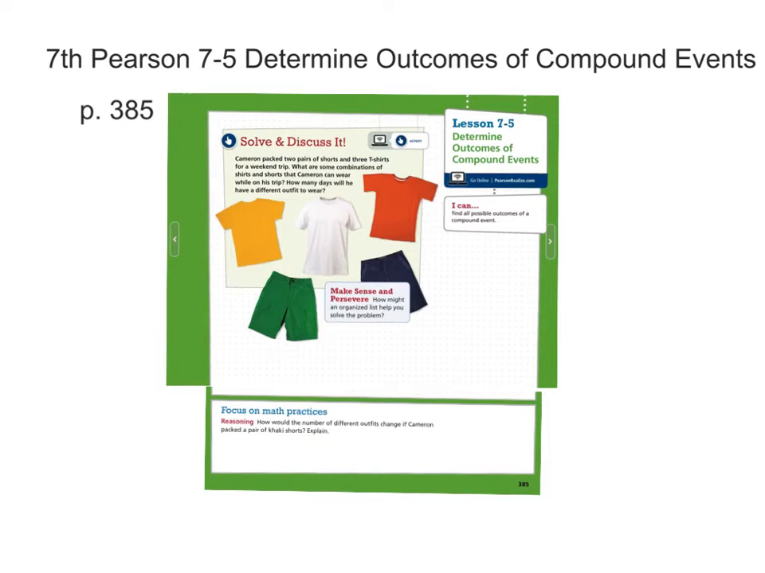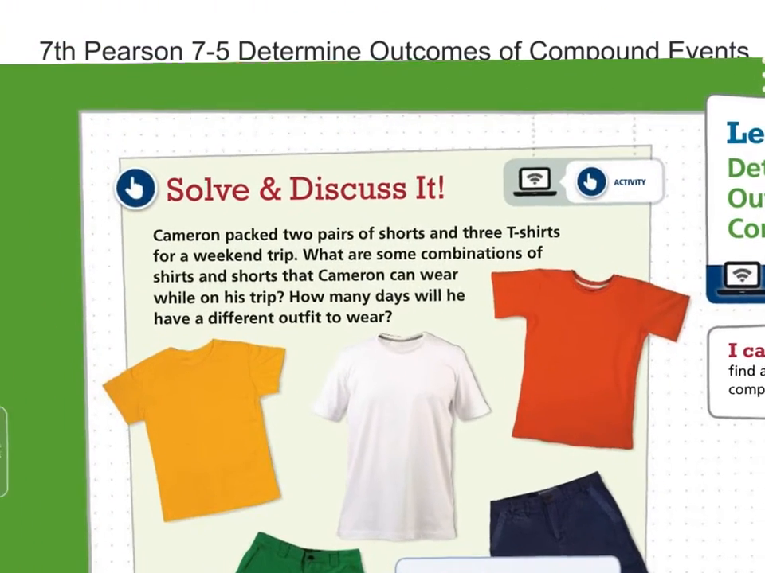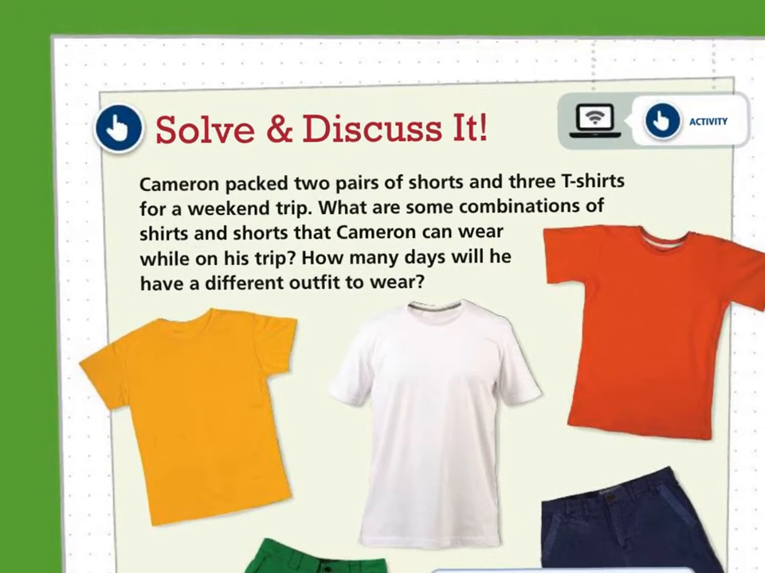Page 385, lesson 7.5 is on determining outcomes of compound events. Compound events are things where we have more than one thing happening. So if you look at this, solve and discuss it. Cameron packed 2 pairs of shorts and 3 t-shirts for a weekend trip. What were some combinations of shirts and shorts that Cameron can wear while on his trip? And how many days will he have a different outfit to wear?